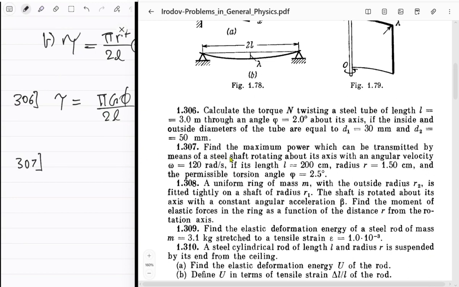Okay, next. Find the maximum power which can be transmitted by means of a steel shaft rotating about its axis with an angular velocity something. If its length L and radius R are given and the permissible torsion angle is this thing. So you want the power that can be transmitted. God. Okay, I get there's a torque on whatever body the rod will be attached to.